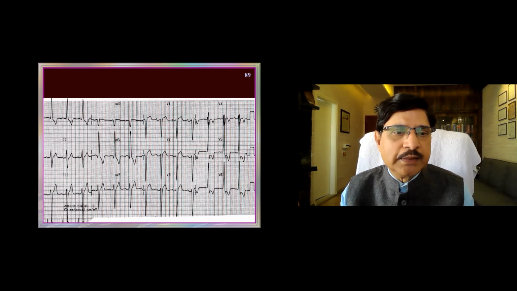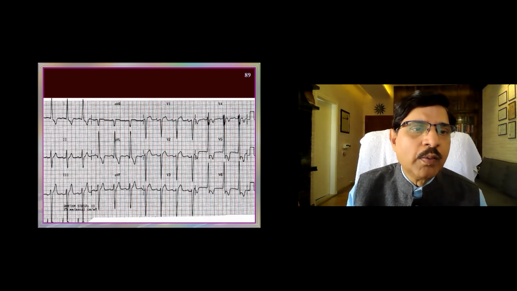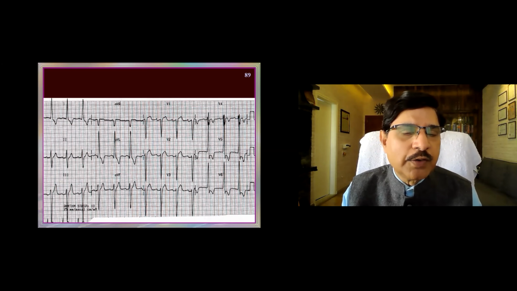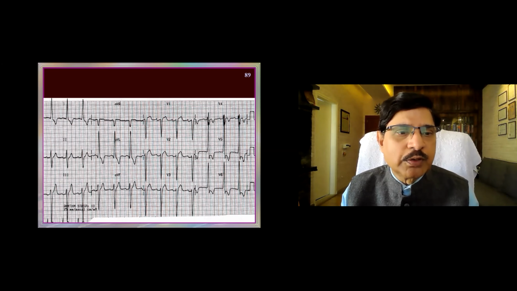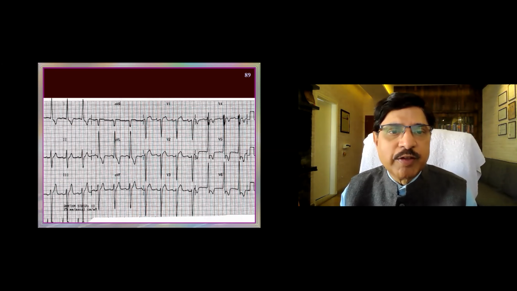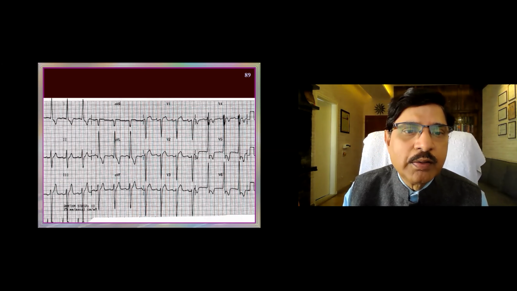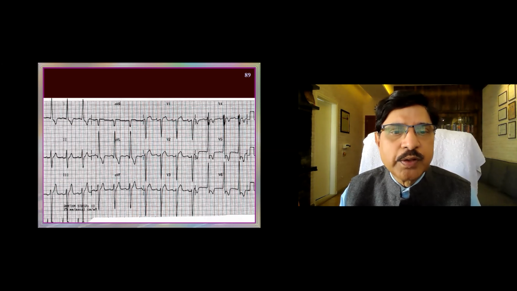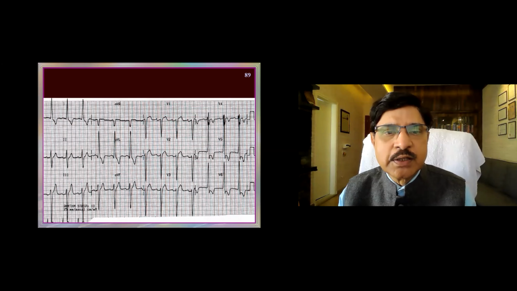L1R plus L3S. L1R is how many? 1, 2, 3, 4, maybe 20, 25. And this is even more than that. Even one wave itself is 25. Combination should be more than 25. Already that criteria is satisfied. V1S plus V5R. V1S 1, 2, 3, 4, 20. 4 big squares, 20. Here 1, 2, 3, 4, 5, 6, 30. 30 plus 20, 50. My cutoff is 35. So there is a voltage criteria satisfied.